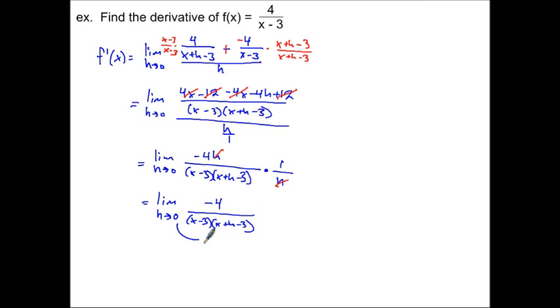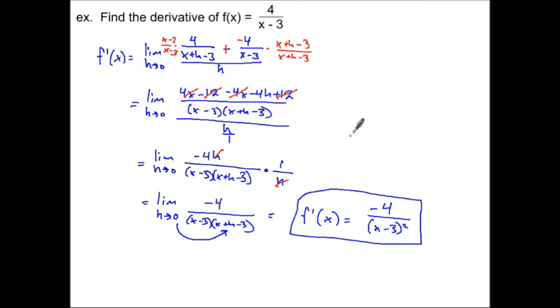Which then cleans itself up when we plug the 0 in. Actually, let me rewrite this so it's a little bit nicer to look at for its final answer. F prime of x equals negative 4 over, if that h is a 0, I have an x minus 3 and another x minus 3, so what I've actually got is x minus 3 quantity squared. So there's the derivative of that original function right there.